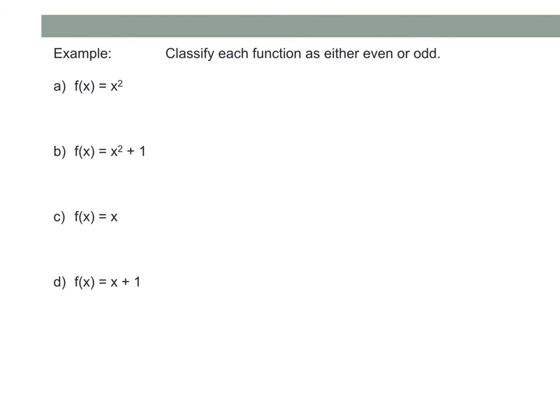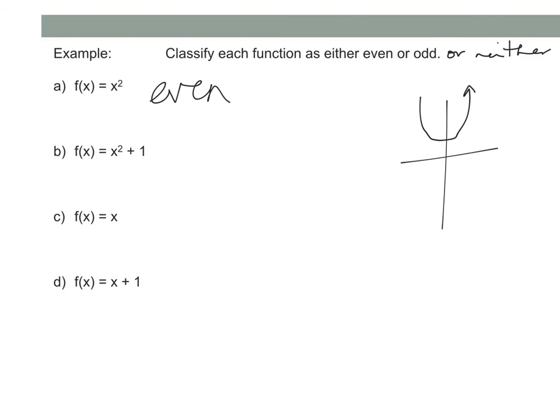x squared, is that even or odd? Even. It says even, odd, or neither. I'm just going to put that in there. Okay, x squared plus 1, is that even, odd, or neither? What does x squared plus 1 look like? One up, that's right. So it would be x squared, but shifted like this. So would that still be symmetric about the y-axis?